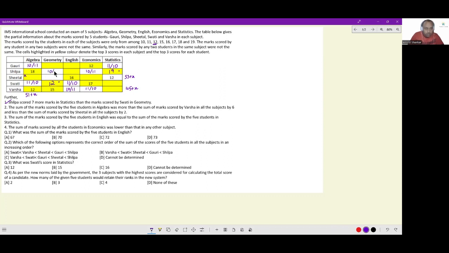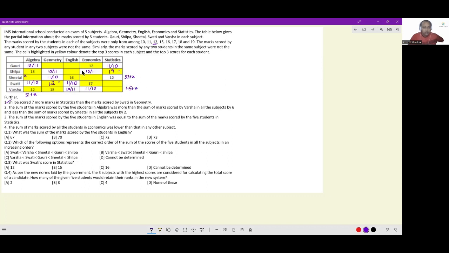Additionally for geometry, because 12 is among the top 3 scores, the scores here have to be 10 or 11, 11 or 10. This is also known. Now, look at Varsha's score. Can't really do anything about it right now. We will see what we can do. Algebra is 51 plus X. 8 more than this.